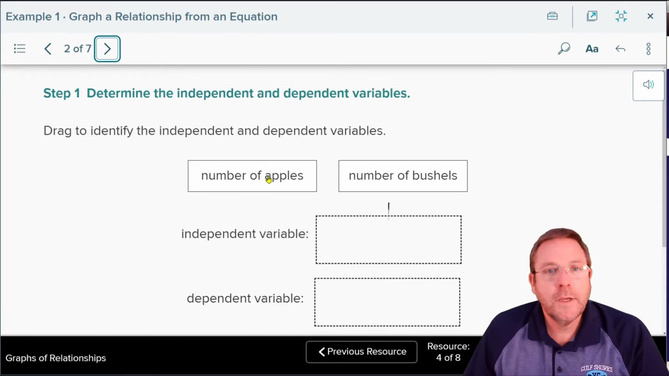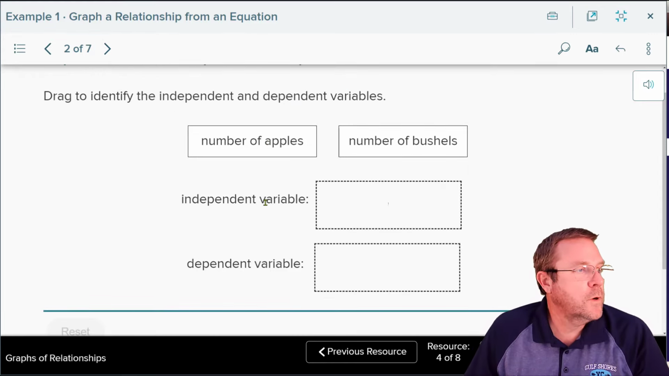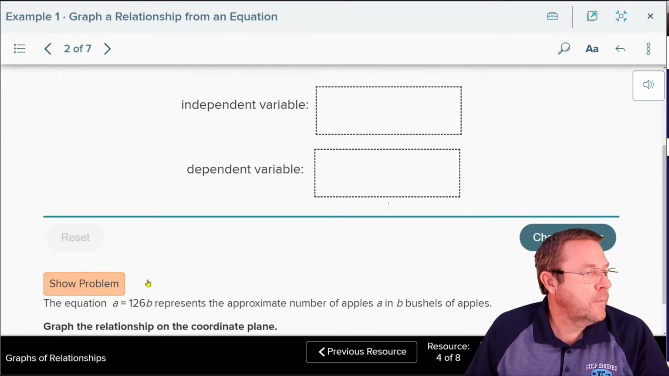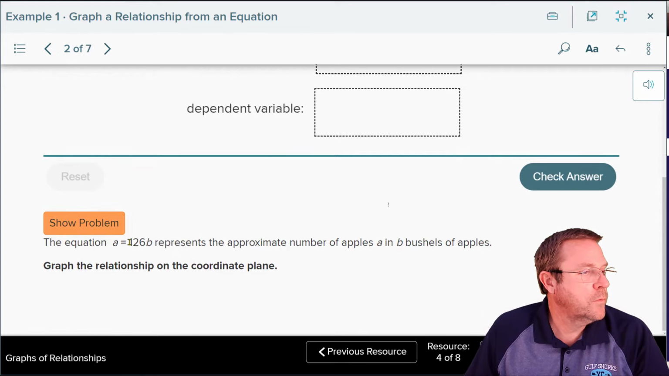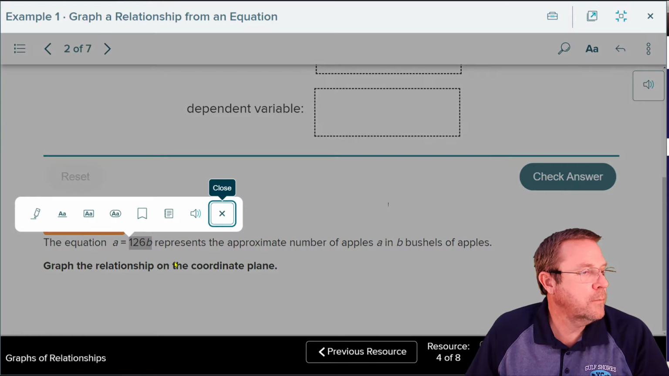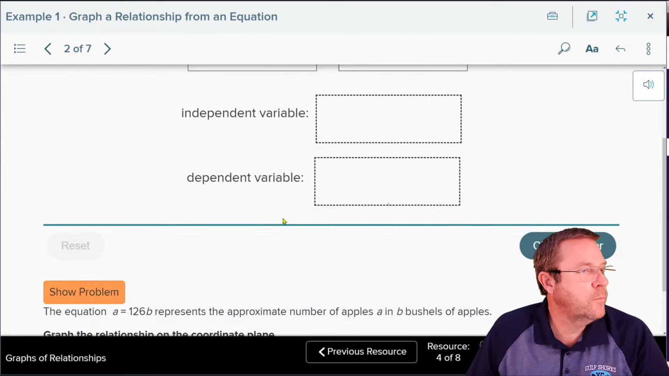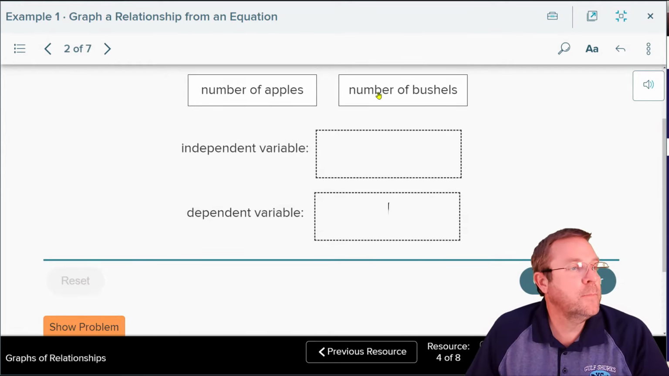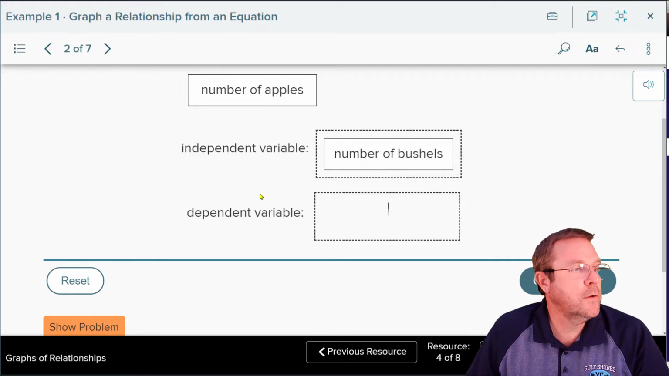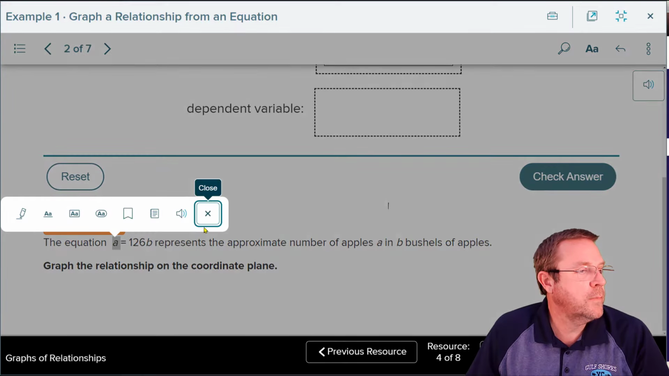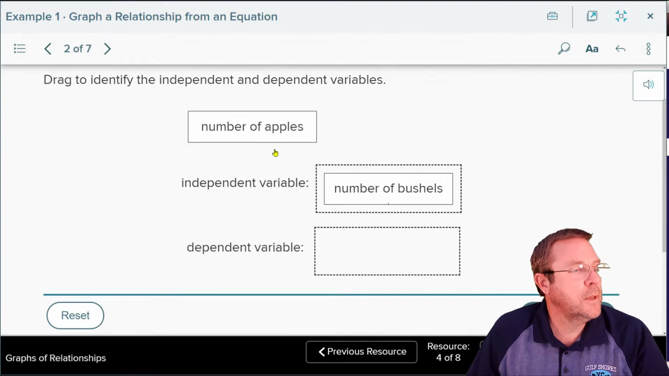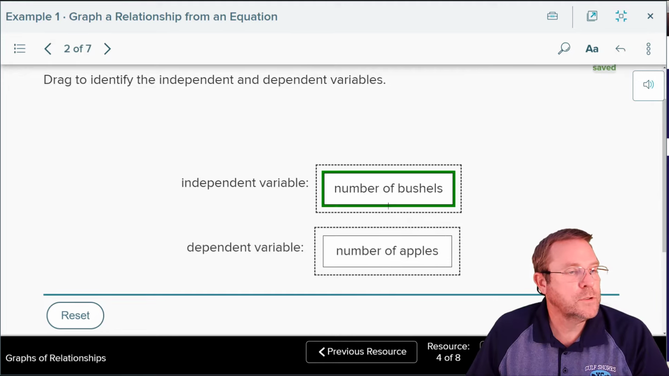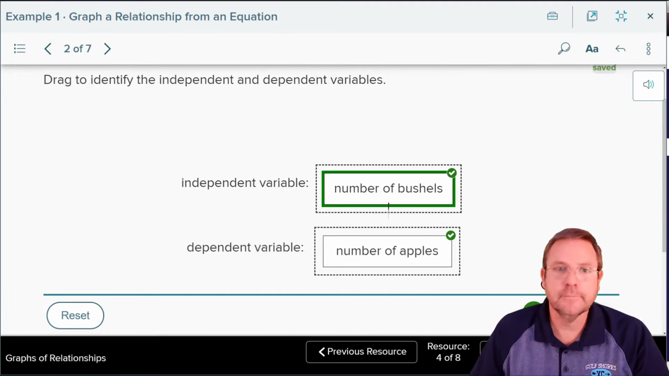So with that information, you should be able to answer these questions. Remember, you can always go back and look at the problem if you need to. The number being multiplied by the variable, well, that variable bushels, that's going to be your independent variable. So we're going to put it right here, and then your output here is going to be A. A is going to be your dependent variable. Check it, and it checks.